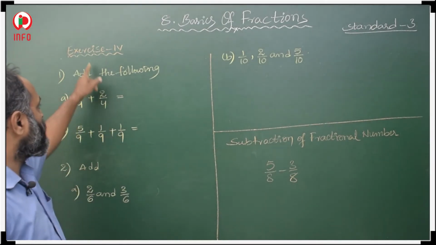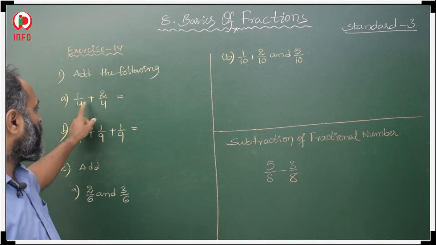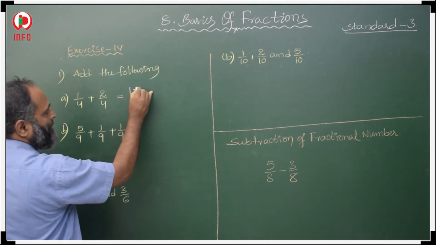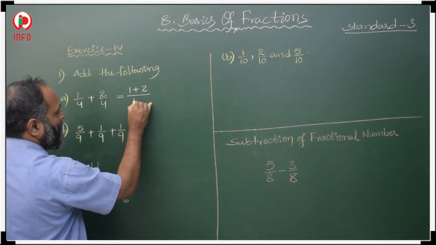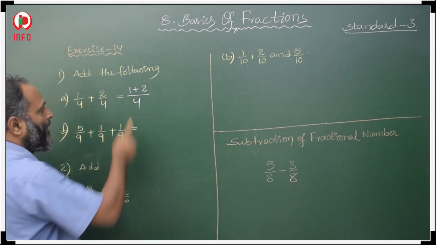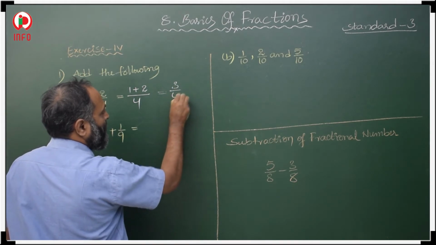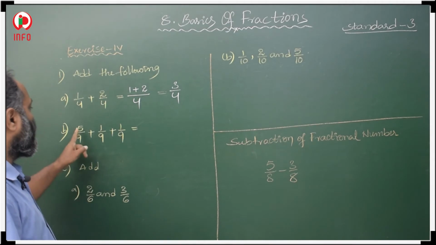Now, in exercise 4, add the following. How to add 1 by 4 plus 2 by 4? We have to add the numerators, 1 plus 2, and we have to write the 4 only one time. 1 plus 2 is how much? 3, so 3 by 4. This is the answer.